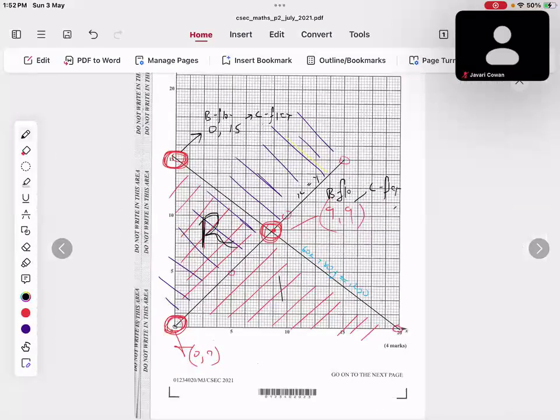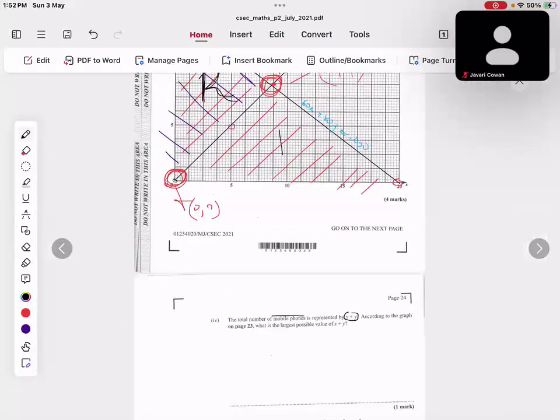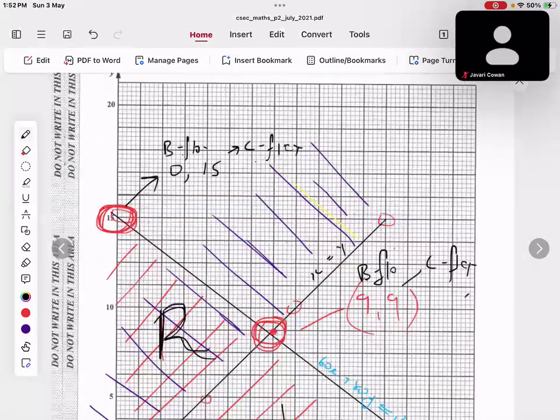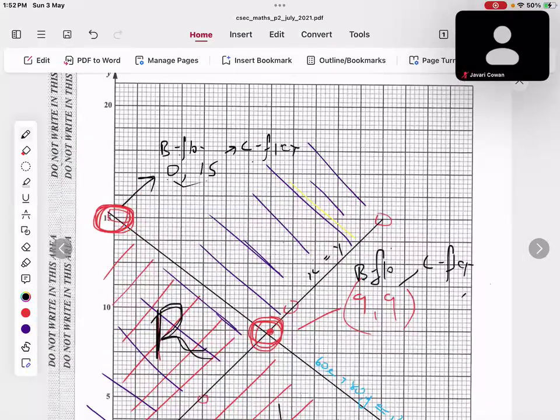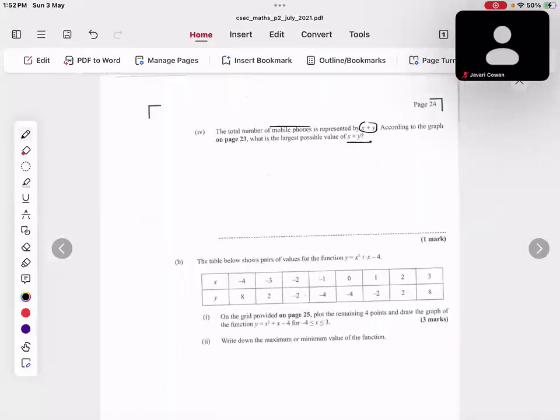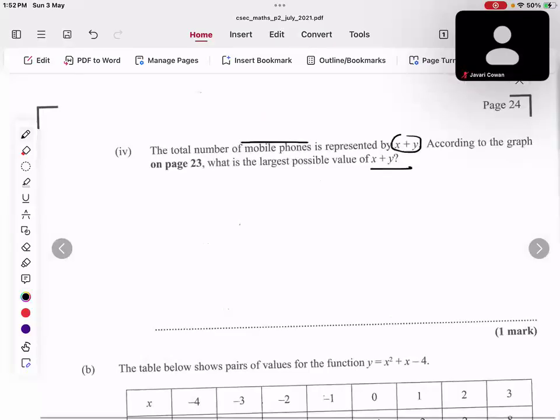C flex. All right, so that's what it means. Let's look back at the question with them say now. It says, what is the largest possible values of x plus y? So up here, 0 plus 15 is 15. And here, 9 plus 9 is 18. So what is the largest possible values of x and y? What do you think is the largest possible values of x and y?